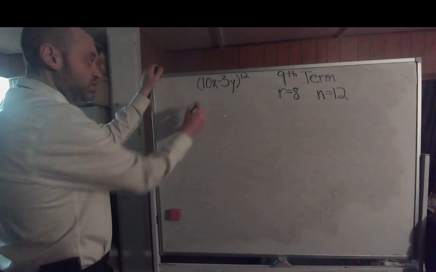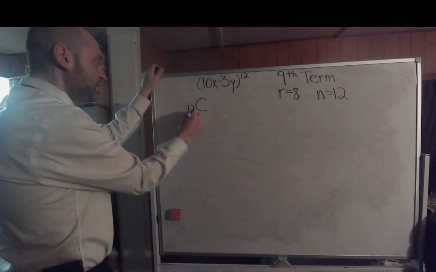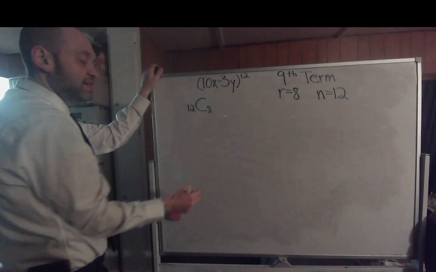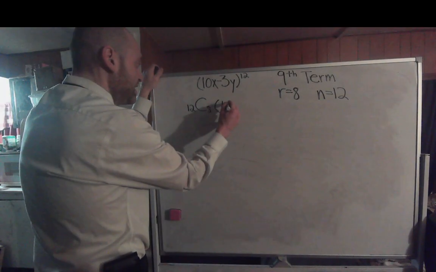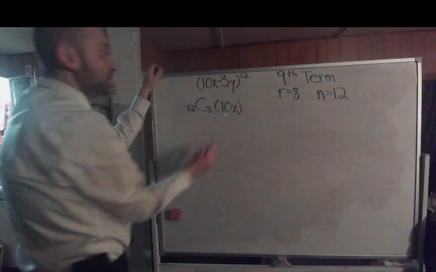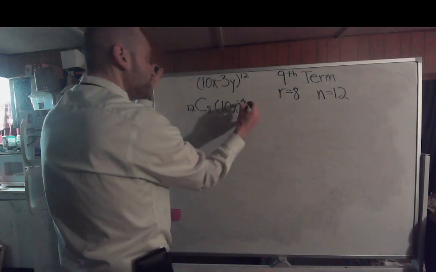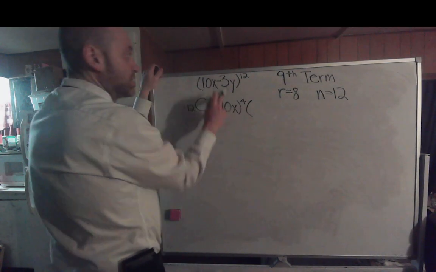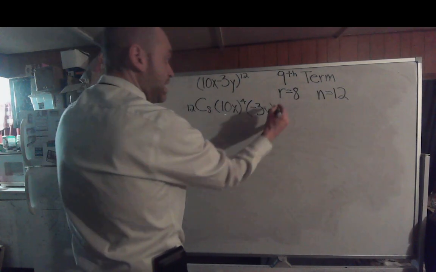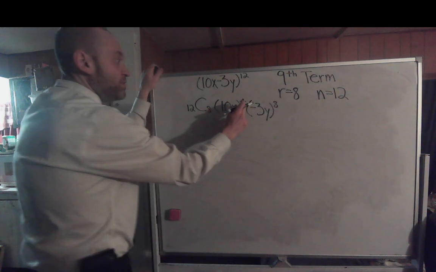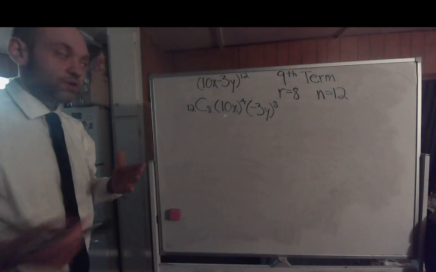So you start with a combination of n things, r at a time, so that'll be the combination of 12 things, 8 at a time, times your first term, which in this case is 10x, raised to the n minus r power. 12 minus 8 is 4. And then times your second term, which is -3y, raised to the r power, which is 8. And if you add that 4 and 8, you get the 12th power. So that's how you can know if you're on the right track or not.